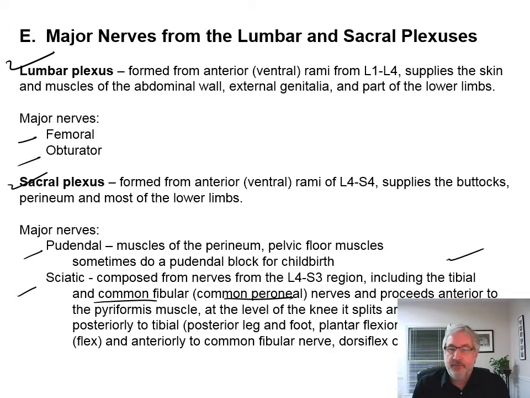It goes in front of the piriformis muscle. If you've ever heard of the piriformis muscle, a lot of times you have stretches for it. If you run, you'll do piriformis stretches. At the level of the knee, it splits anteriorly and posteriorly: posteriorly to the tibial nerve, and anteriorly to the common fibular nerve.